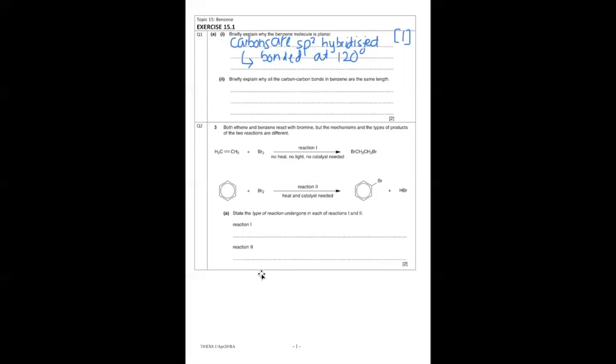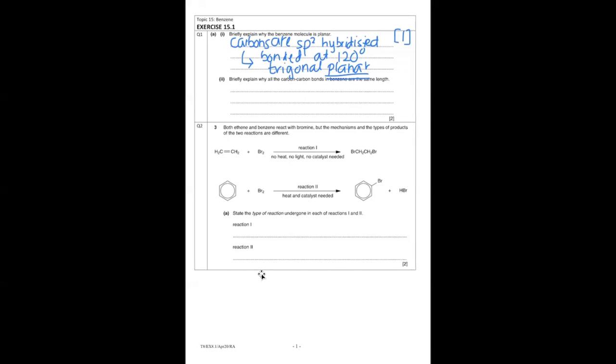Yes, Mukri? What's the shape? Trigonal planar, thank you. Trigonal planar. So of course, because each carbon is trigonal planar, and you know that planar means plane, flat. So that's why overall the benzene is a planar molecule.